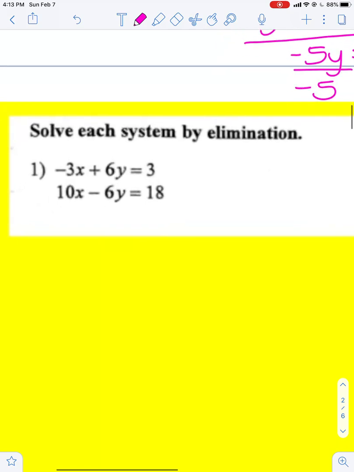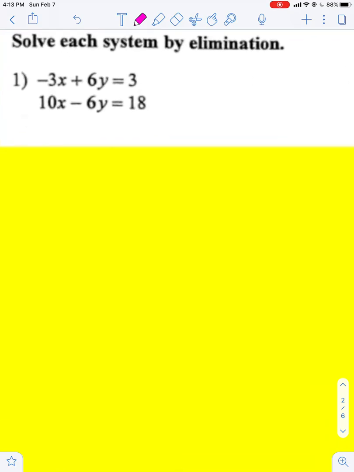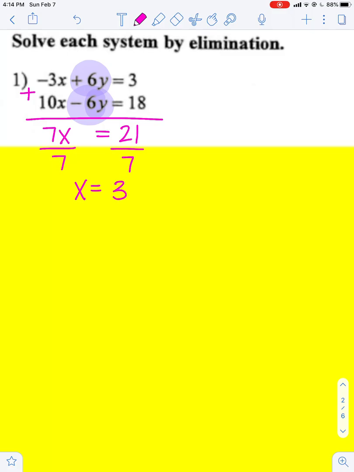So now we're going to solve these using elimination. So I'm going to start off and just look for opposites. -3 and +10 are not opposites, but +6y and -6y are opposites. So I'm going to go ahead and add these together to get 7x is equal to 21. I'll divide by 7 on both sides to get x is equal to 3.